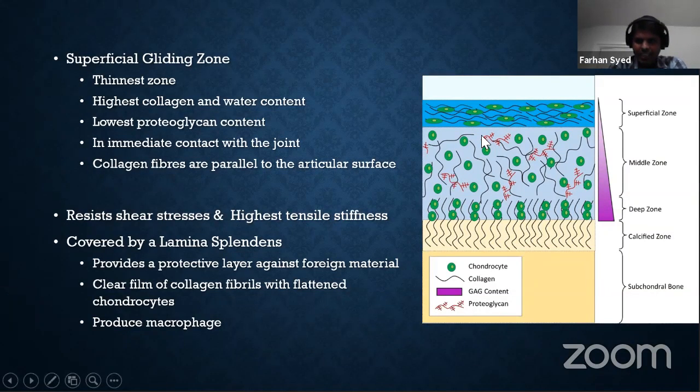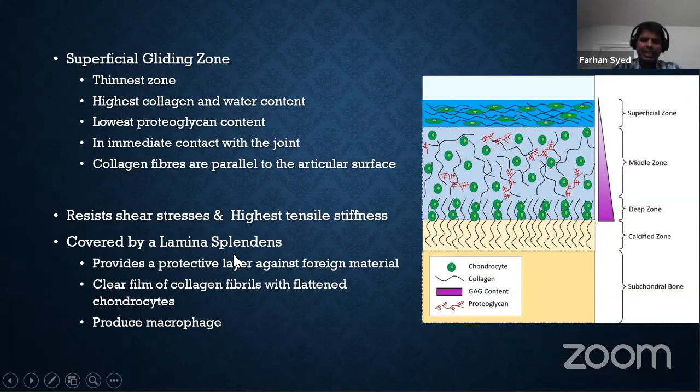There are no red structures, and it's in immediate contact with the joint. And as we can see, the collagen fibers are parallel. The main function of the superficial gliding zone is to resist shear forces, and it has high tensile stiffness. And this high tensile stiffness comes from the collagen present in the superficial zone.